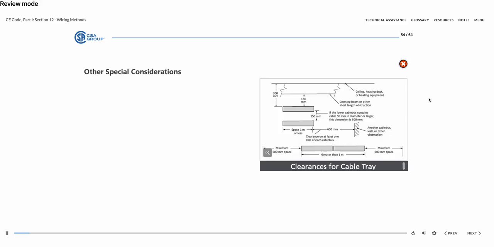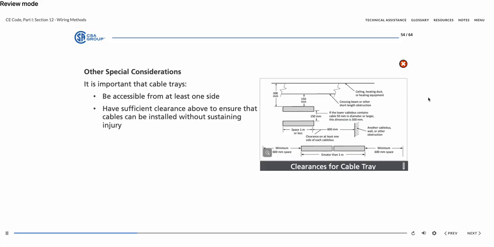There are many special considerations for cable trays. This diagram outlines the clearance requirements for cable trays outlined in Rule 12-2200. It is important that cable trays generally be accessible from at least one side and have sufficient clearance above to ensure the cables can be installed without sustaining injury, as well as securely fastened in place after installation in order to maintain required spacing.